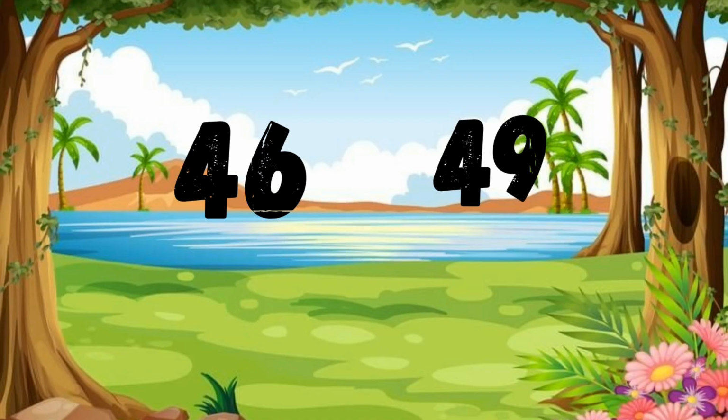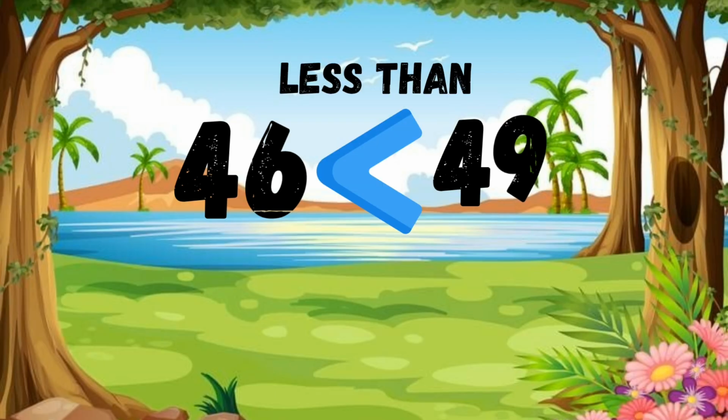Which number is bigger? Let's check. Both numbers have 4 tens, so the tens are equal. Now we compare the ones. 6 ones and 9 ones. Which is bigger? Yes, 9 is bigger. So 46 is less than 49. The crocodile opens its mouth toward 49. Great job! You can now compare two-digit numbers.